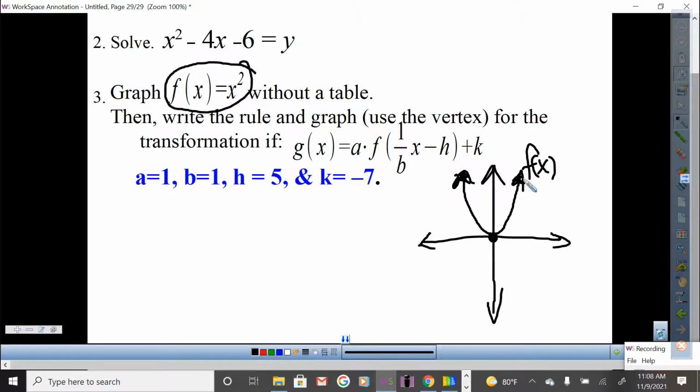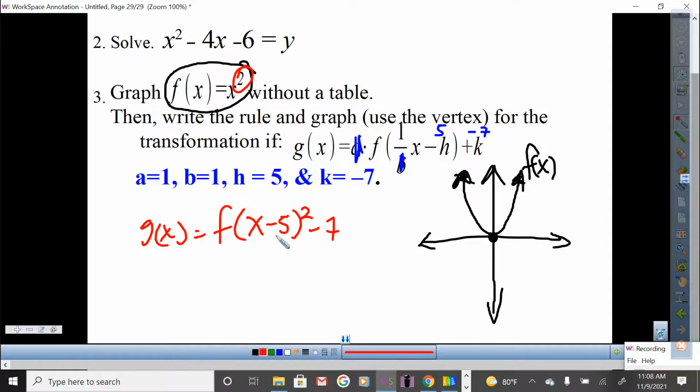So they're asking me to write a rule using these parameters, and it looks like a is 1, b is 1, h is 5, and k is negative 7. But we know that 1 and 1 over 1 is 1. We don't write the 1, so that means I'm going to rewrite this down here. g of x equals f of x minus 5, and it's a quadratic, minus 7. So that's my rule.